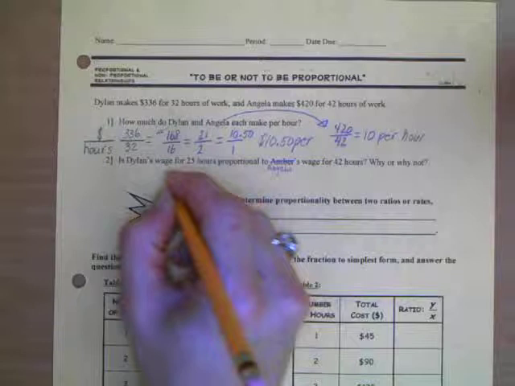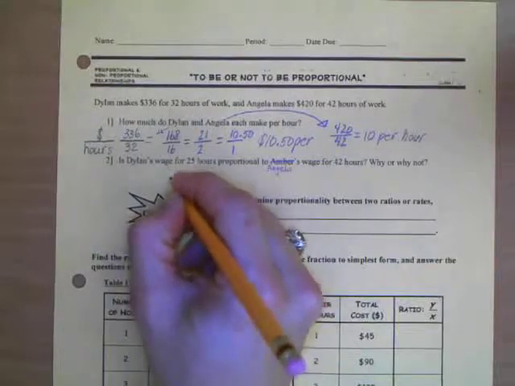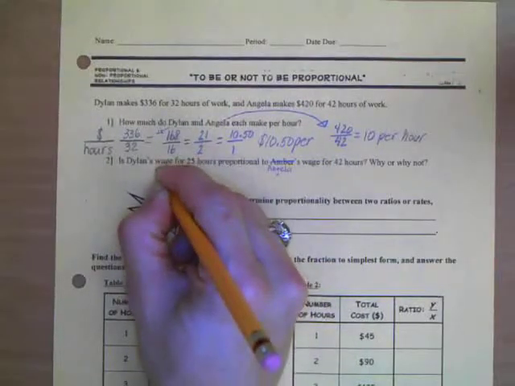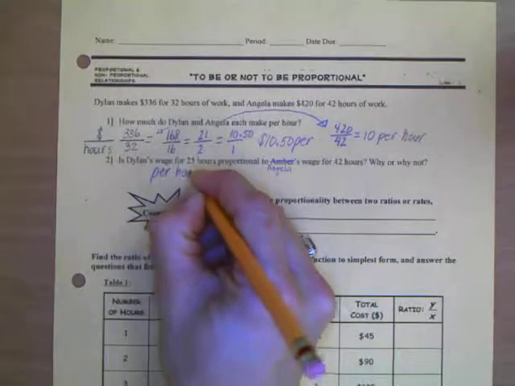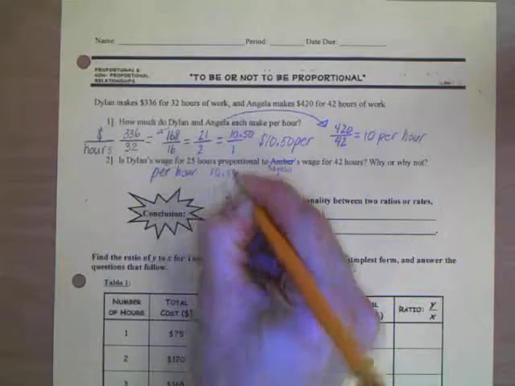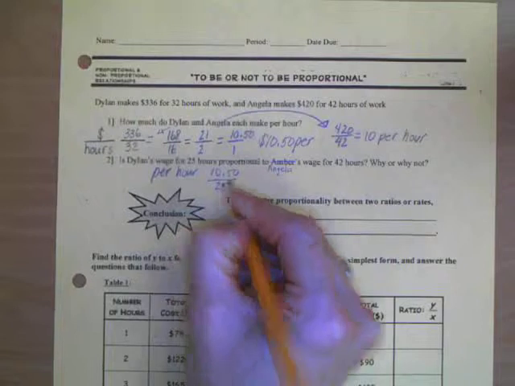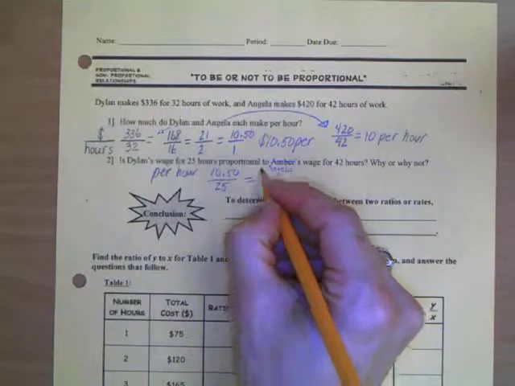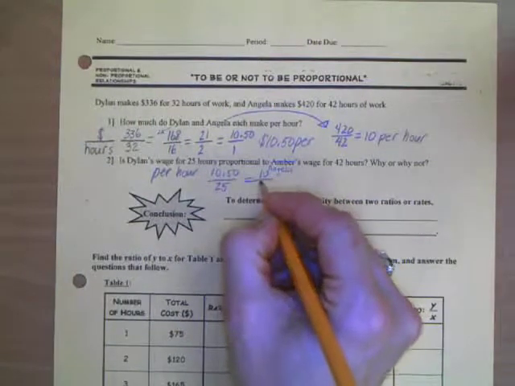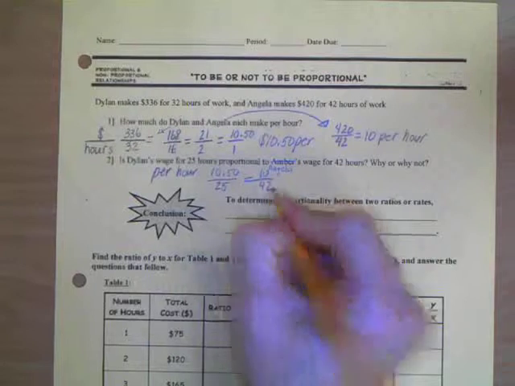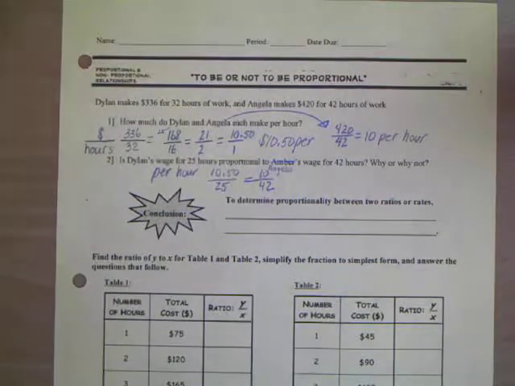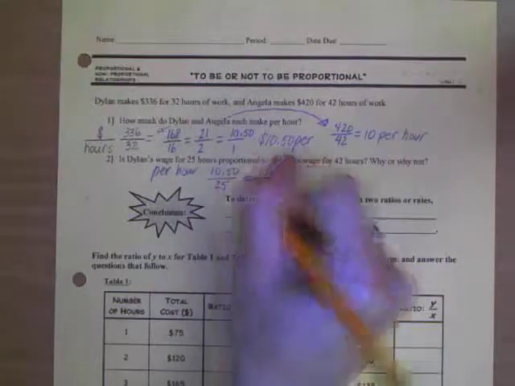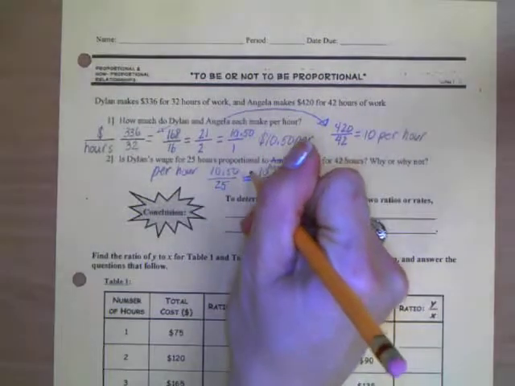So the question here is, is Dylan's wage for 25 hours going to be proportional to Angela's wage for 42 hours? No. How? So Dylan's wage per hour is $10.50, and then he's going to work 25 hours. Is that ever going to equal $420 for 42 hours? No. Because then Angela makes her normal 420, and Dylan would only make like 262 or something and change.